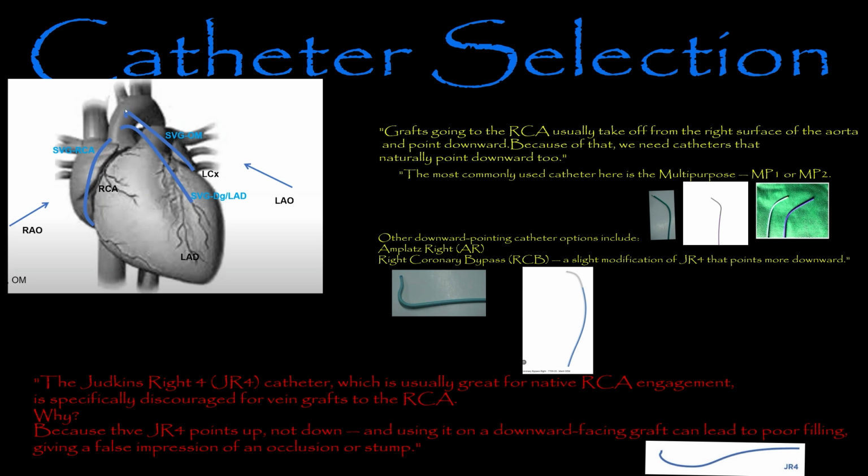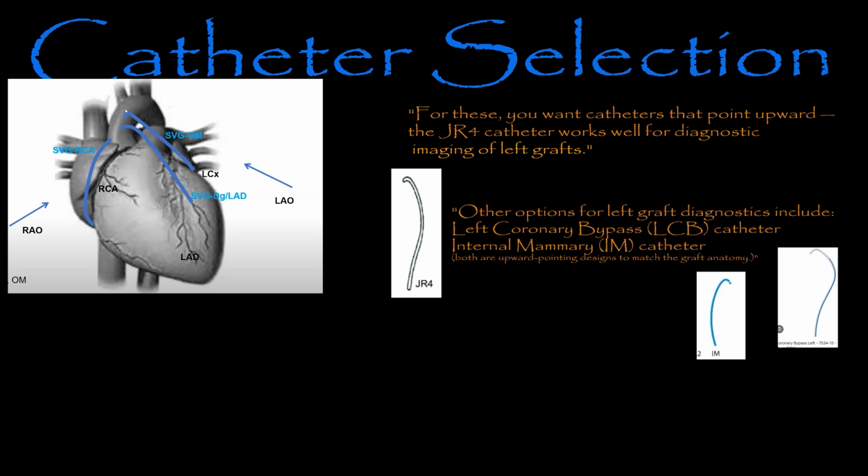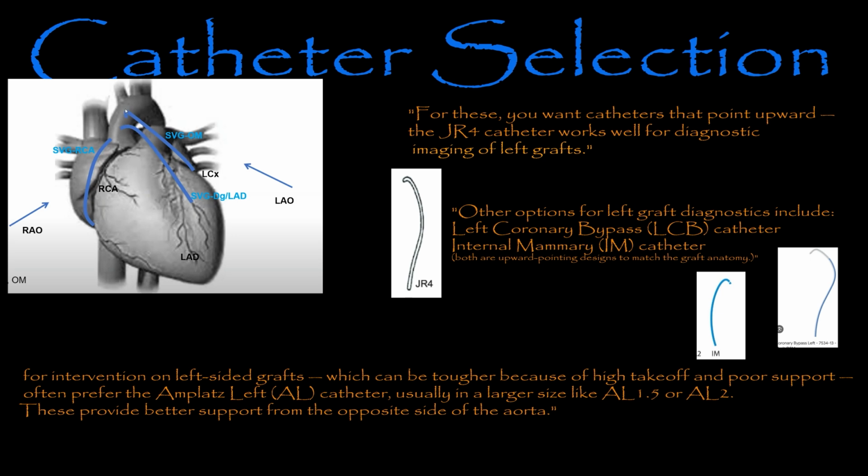I hope you remember the grafts to the left coronary system typically point upward. So for these, you want a catheter that points upward. In this case, the JR4 works well for imaging. Other options include the left coronary bypass catheter or the internal mammary catheter. Both are upward pointing designs to match the graft anatomy. Now, if we're intervening on the left-sided grafts, which can be tougher because of high takeoff and poor support, then the AL, the Amplatz left, is often preferred, usually in a larger size like AL2 or AL1.5, because these provide better support from the opposite side of the aorta.